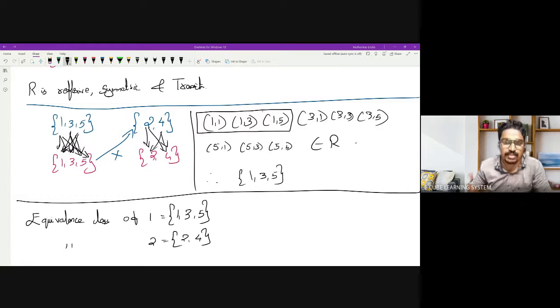This is what equivalence class means: for an element, the set of elements related to that one. So instead of equivalence class, the question may say write the set of all elements related to 1, or write the set of all elements related to 2. It means equivalence class. Is it okay, everyone? Fine. If so, let us move on to the remainder.